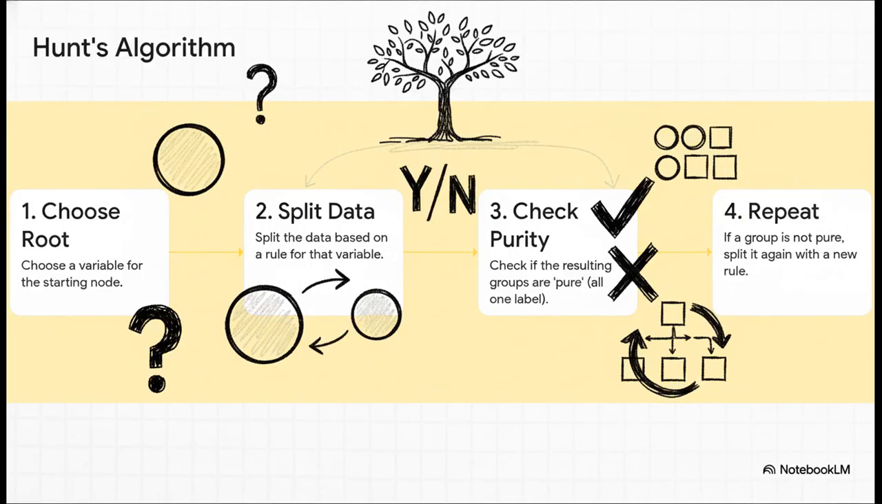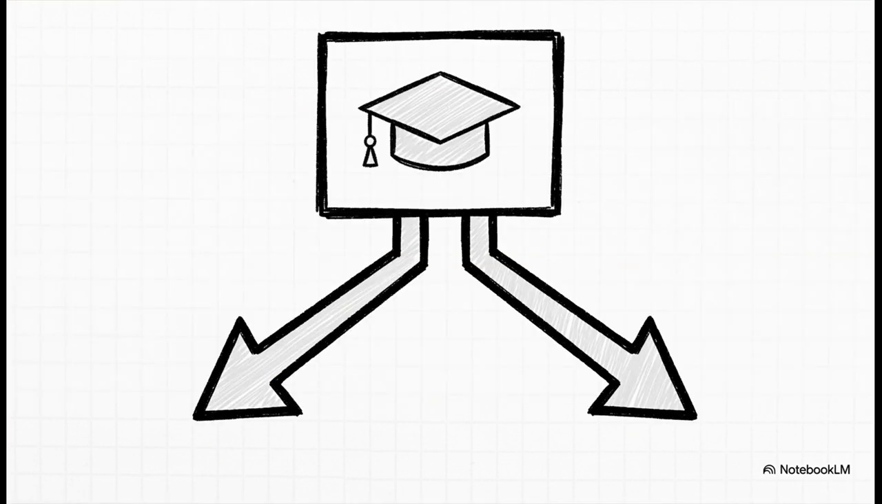Okay, so to actually build our tree, we're going to follow a process that's based on something called Hunt's algorithm. Don't worry about the name, it's actually super straightforward. It's just a few logical steps. You pick a place to start, you split the data with a simple yes or no question, you check if the new groups are all sorted out, and if they're not, you just do it again. All right, step one. We start at the very top of our tree, which is called the root node, and we're going to start with GPA.